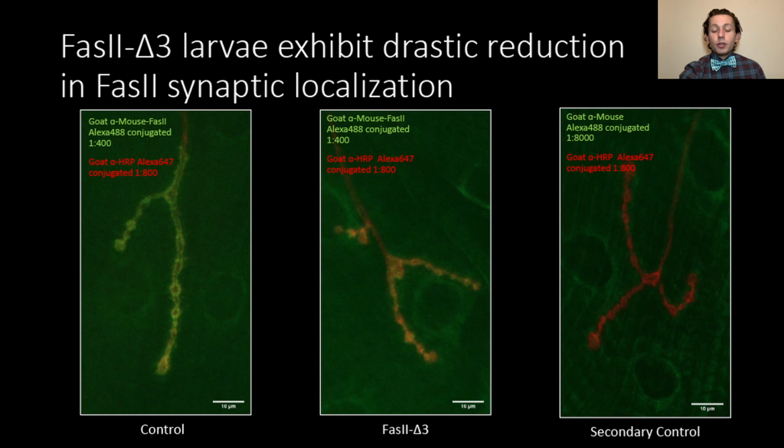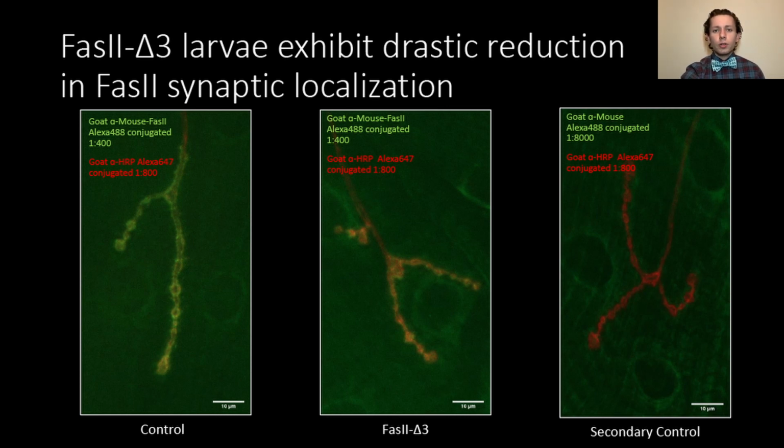In these images, the green that you see represents Fas2, the distribution of Fas2 at the larval NMJ, and the red represents the presynaptic neuronal membrane. As you can see, the Fas2 delta 3 larvae exhibit a significantly decreased amount of green staining, aka a significantly decreased amount of Fas2 staining at the larval neuromuscular junction.